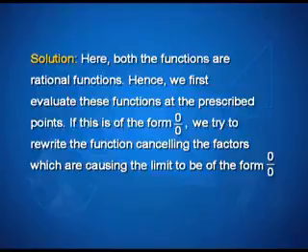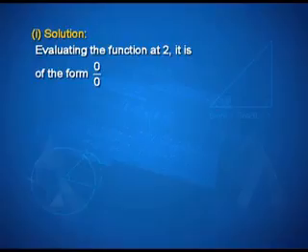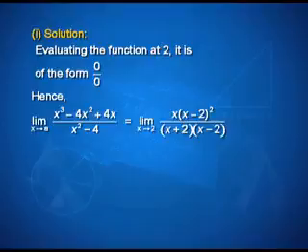Hence, we first evaluate these functions at the prescribed points. If this is of the form 0 upon 0, we try to rewrite the function, cancelling the factors which are causing the limit to be of the form 0 upon 0. Now, look at the solution. Evaluating the function at 2, it is of the form 0 upon 0.